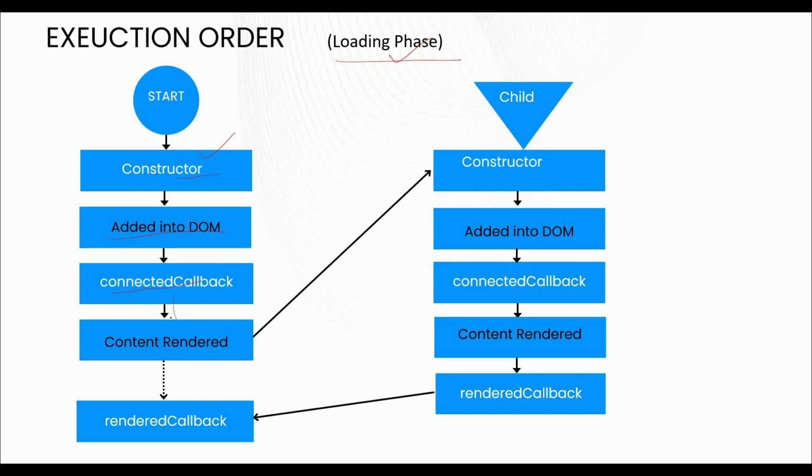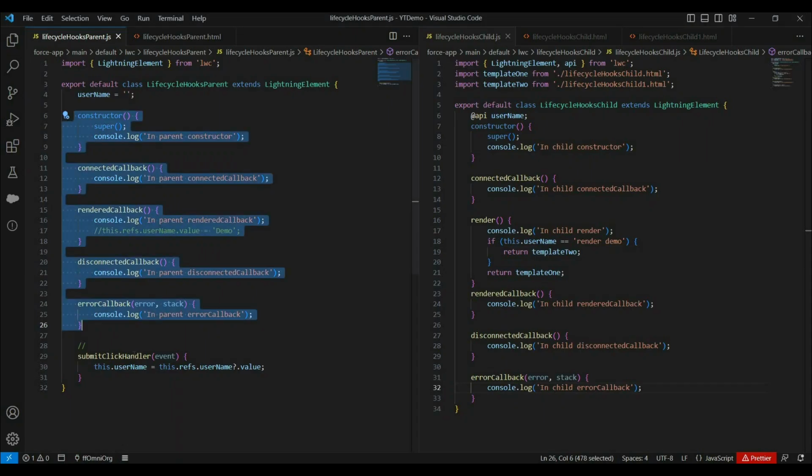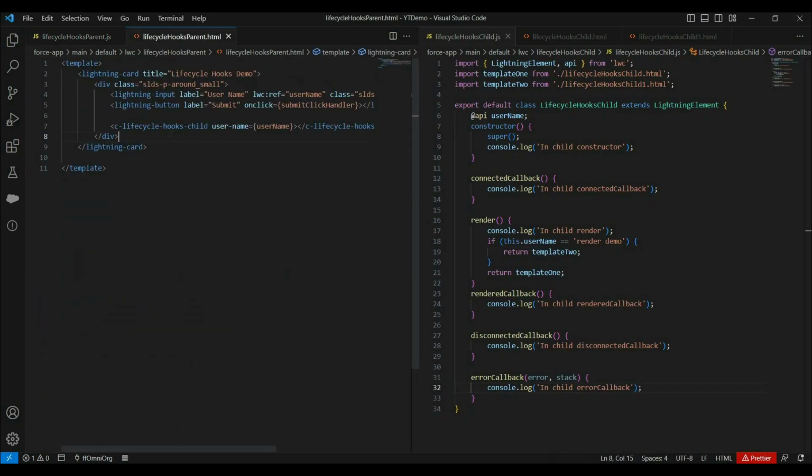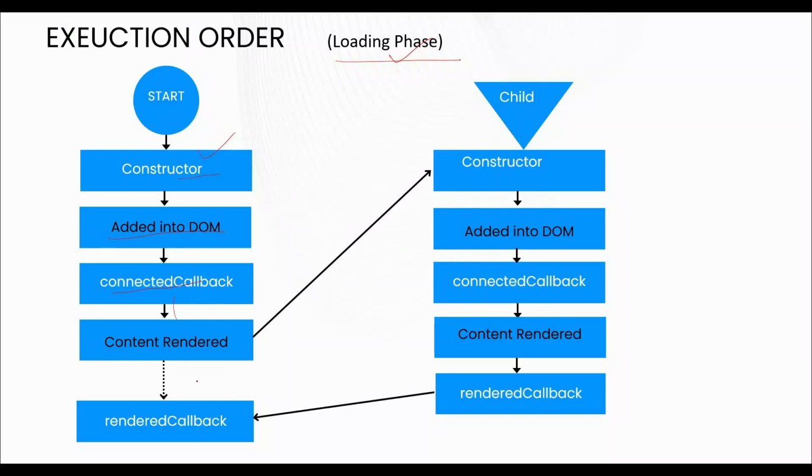Then the elements' rendering will start. I mean, whatever elements or tags we have added in the component HTML file, they will start rendering on the browser. For example, in this component HTML file, first we have lightning card, then we have a div, then under this div, we have a lightning input, a button and a child component. Right. So after calling connectedCallback, these elements will start rendering, and whenever all these elements are rendered, then the renderedCallback method will get called.